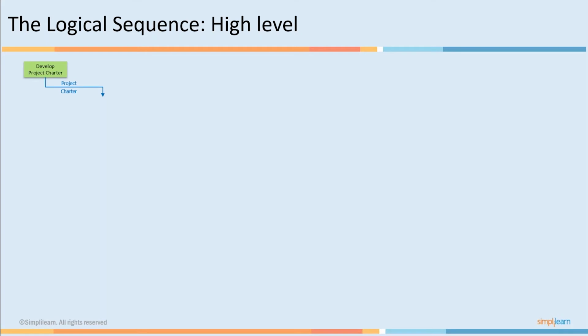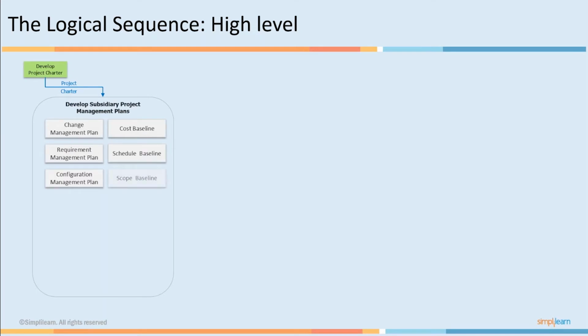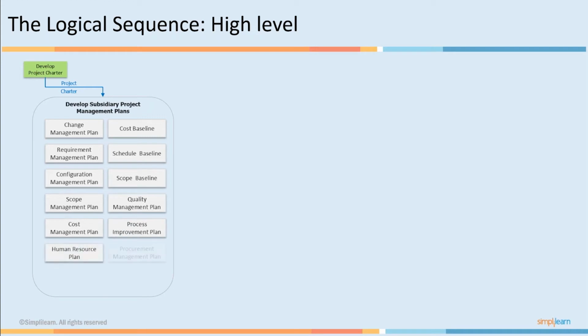And it will also empower the project manager to add resources or utilize the resources of the organization for the project work. Once a charter is prepared, then the project manager along with the project team will start working on the subsidiary project management plan. So before they come up with a master project management plan, the team and the project manager will have to work on all these subsidiary plans, all the components of the project.